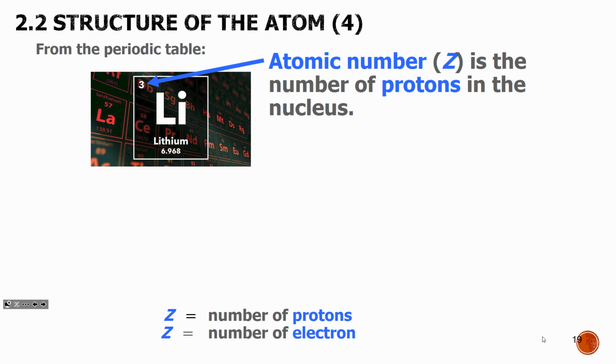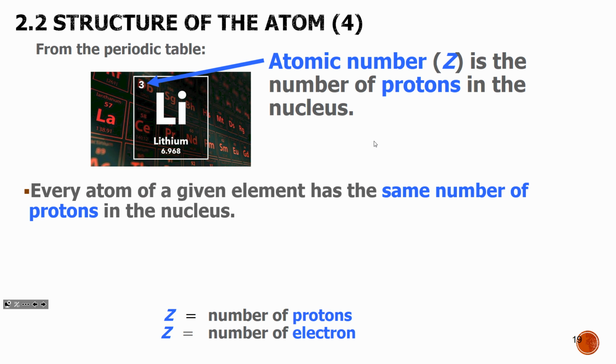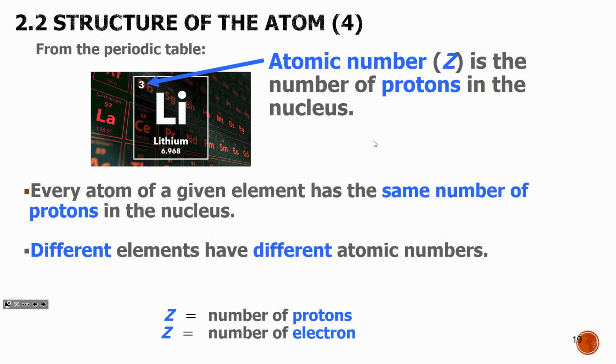Okay, so the structure of the atom. When we're looking at the periodic table, that number at the top, whatever number it is on the periodic table, that is its atomic number. That tells me the number of protons in the nucleus. Every atom of a given element has the same number of protons in the nucleus. Different elements have different atomic numbers, so that's important.